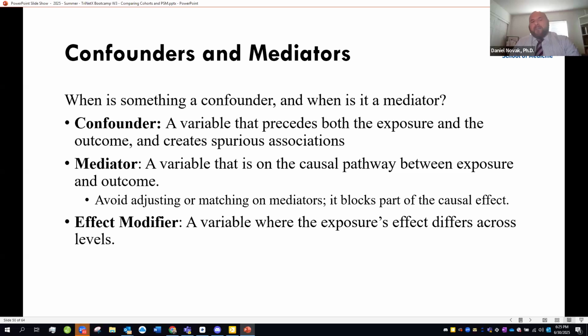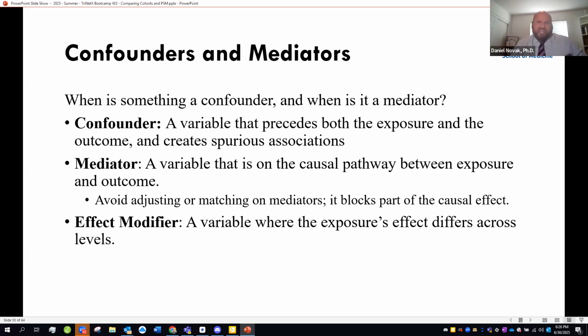Let me try again. A mediator actually might be something like a stroke mediating other kinds of cognitive decline. So you're going to want to exclude people who have a stroke from your study because excluding them is going to allow you to get a very clear picture of the relationship between cause and effect caused by, for example, statins and Alzheimer's. Strokes are a mediator that can make that less clear. Similarly, an effect modifier is a variable where the exposure's effect differs across levels. That means it can mediate whether a person is impacted by something or not.